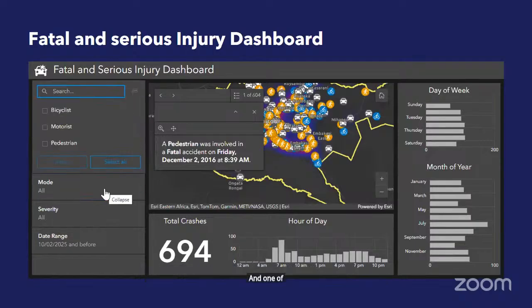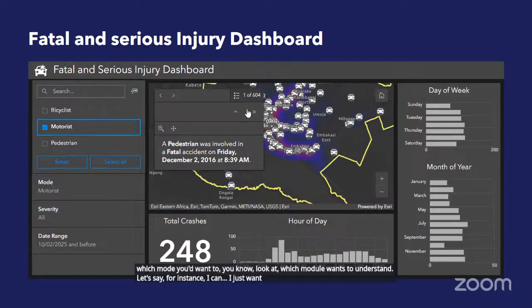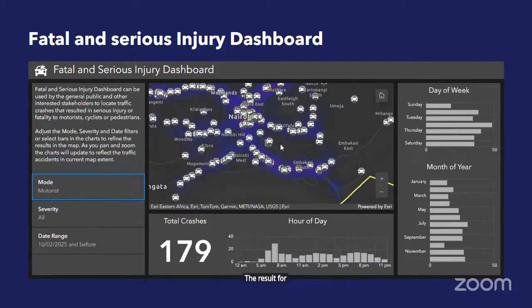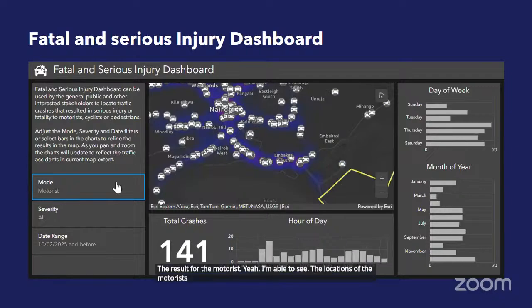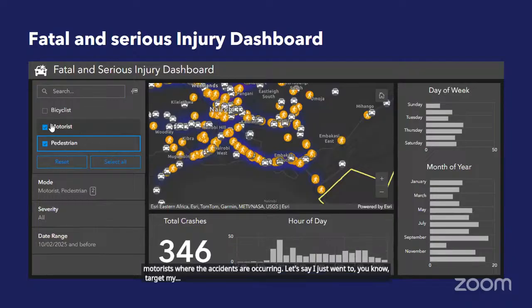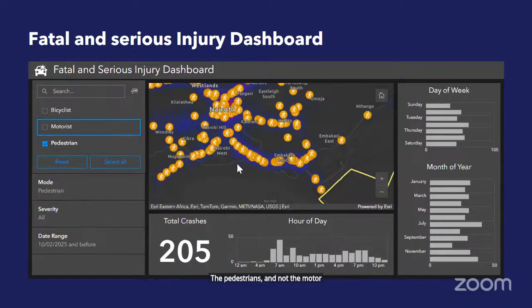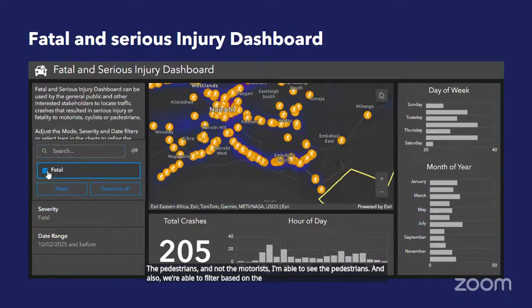One of the advantages of this dashboard is that you can filter based on which mode you would want to look at, which mode you would want to understand. Let's say, for instance, I just want to filter the results for the motorists. I'm able to see the locations of the motorists where the accidents are occurring. Let's say I just want to target the pedestrians and not the motorists. I'm able to see the pedestrians. And also we're able to filter based on the fatalities. You can see the number of fatal accidents that occurred.